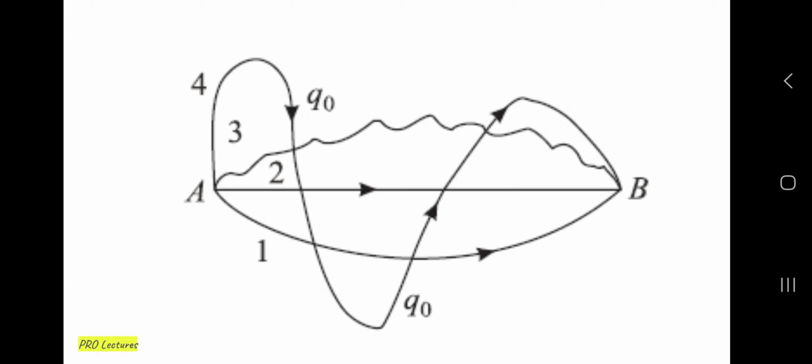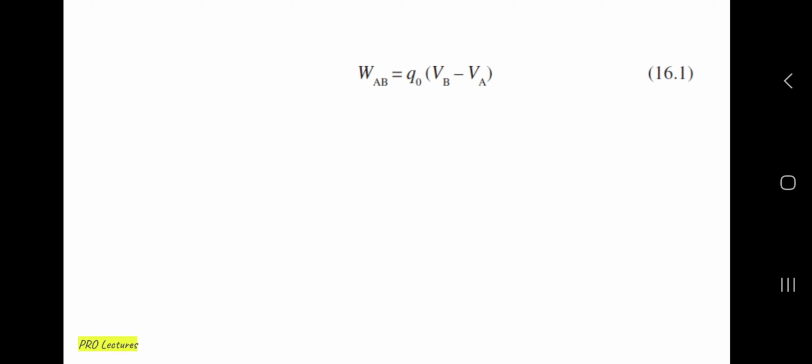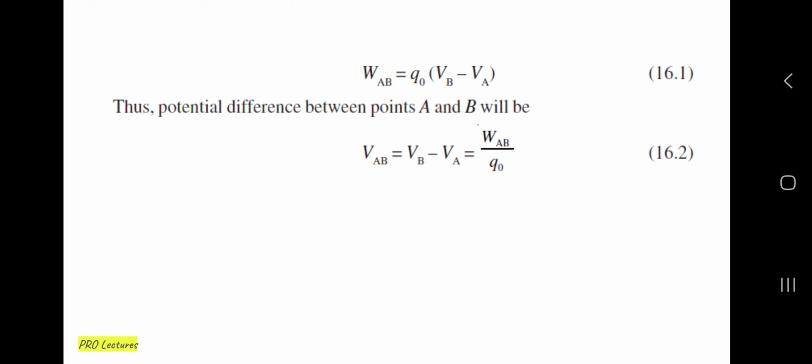If we move a test charge Q0 from point A to B along any path by an external force, the amount of work done by an external force is given by WAB = Q0 (VB − VA). Thus, the potential difference between the points A and B will be VAB, that is VB − VA, which is equal to WAB / Q0.